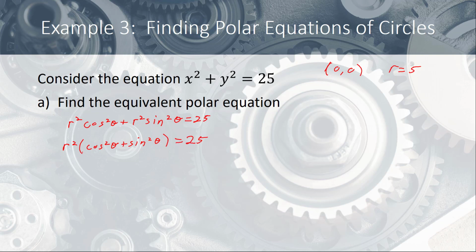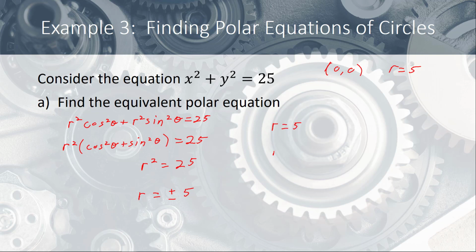Now take a look at this. This right here is our trigonometric identity, and this is equal to 1. So this reduces to r squared is equal to 25. And this is where you have to be careful, because when you take the square root of both sides, you are going to have that r is equal to plus or minus 5. 5 is the square root of 25, negative 5 is the square root of 25. As a consequence, we have 2 polar equations. The first one is r is equal to 5.